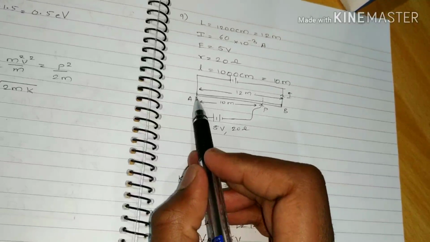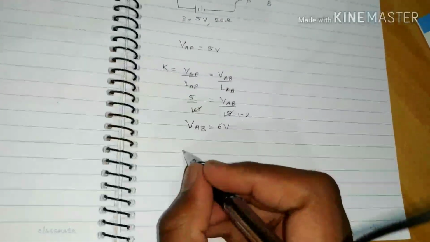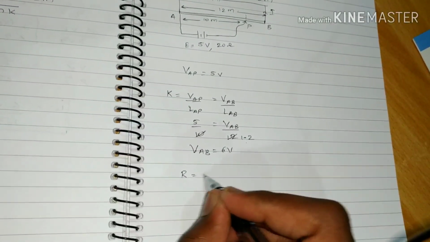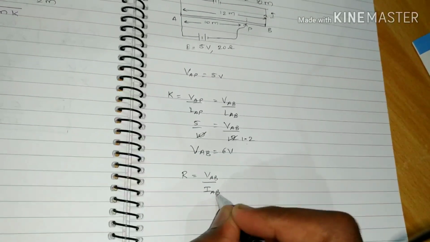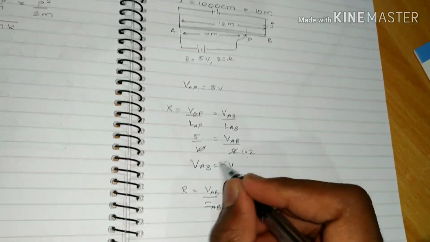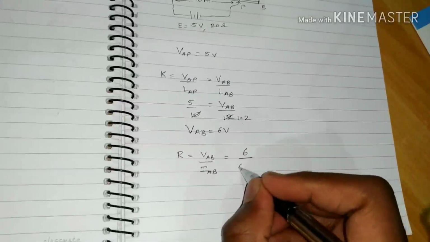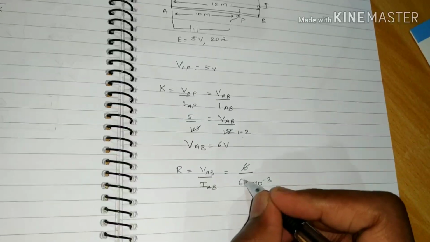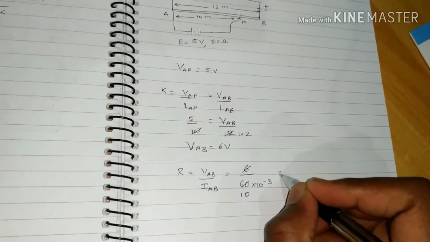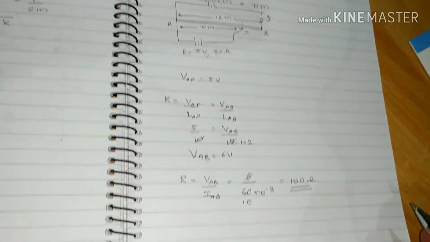Since I'm already aware of the current flowing through the whole wire, and now I also know the potential difference of the whole wire, I'm supposed to find the resistance of this wire. The answer is pretty simple. According to Ohm's law, resistance is equal to potential difference upon current. The potential difference I just found to be 6, and the current they have already given is 60 milliampere. I'll do certain cancellations. The answer will be 100 ohm. This is your answer.